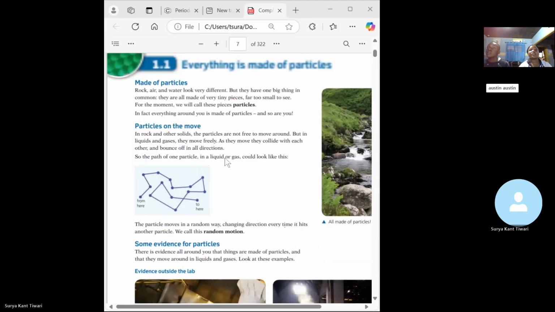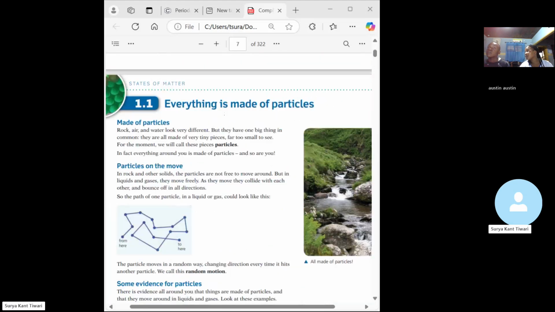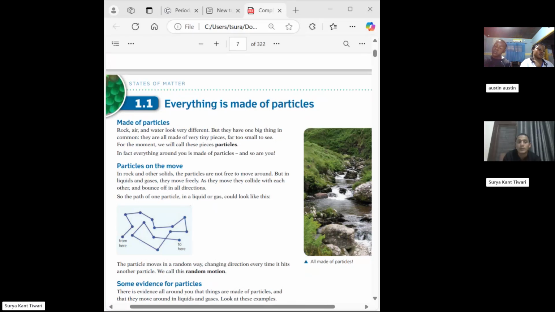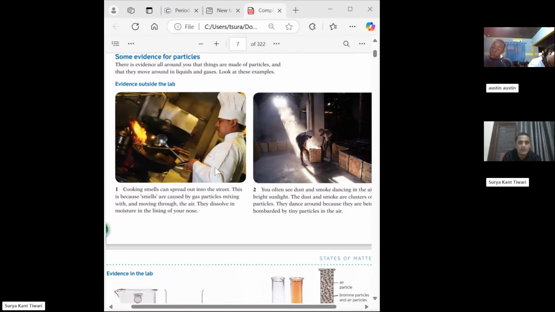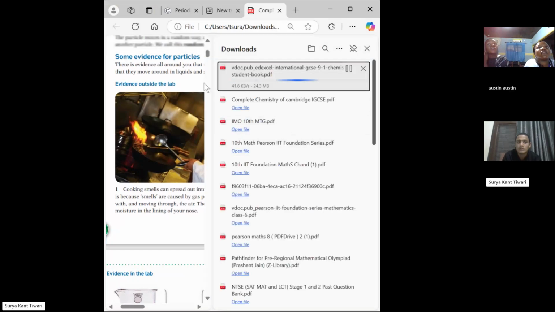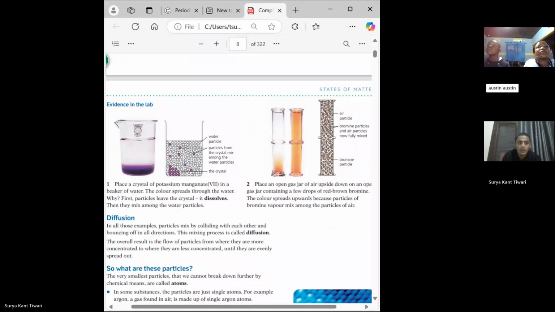So let's start. Everything is made of particles. Everything on the entire planet is made of small particles. And these are some evidences. Have you ever seen sunlight coming through a window? Do you see small particles in that sunlight? So that proves that everything is made out of particles.